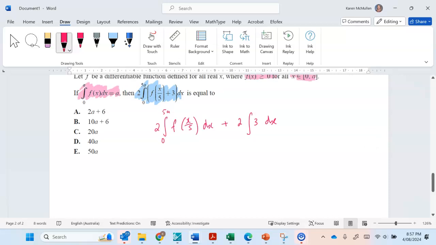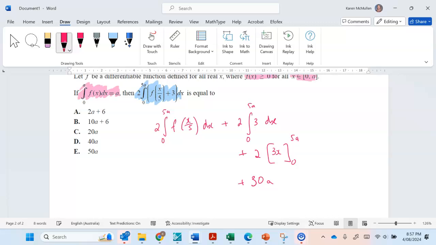All right, that second part is nice and easy. Let's do that just to see what it actually is. So we're going from 0 to 5a. Forgot about that. All right, so 2 times 3x is your antiderivative, 5a, 0. So 3 times 5a, 15a, so we've got 30a.